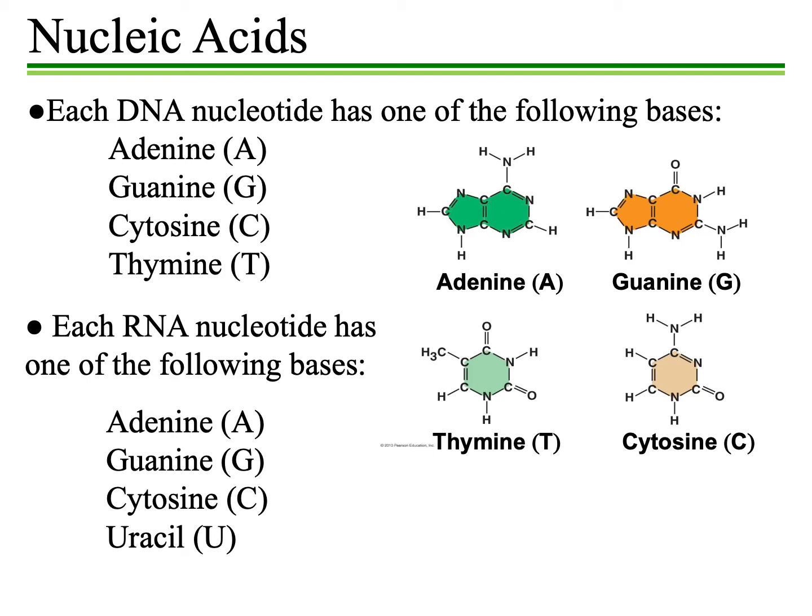In RNA, the bases are adenine, guanine, cytosine, and uracil. So that is a difference between DNA nucleotides and RNA nucleotides, and the first 3 bases can be the same in both categories. However, thymine is found exclusively in DNA nucleotides, and uracil is found exclusively in RNA nucleotides.